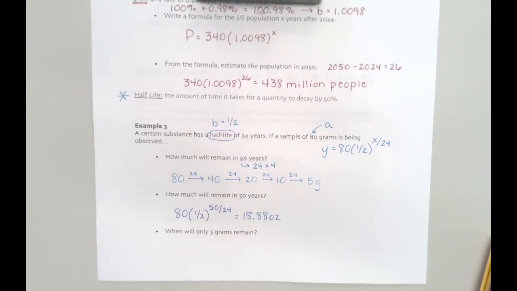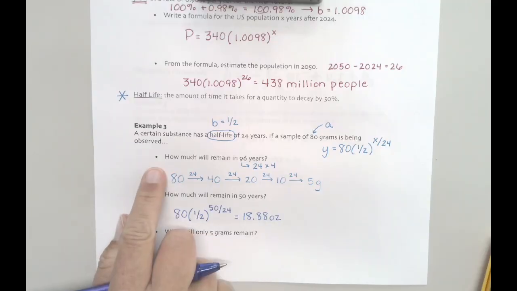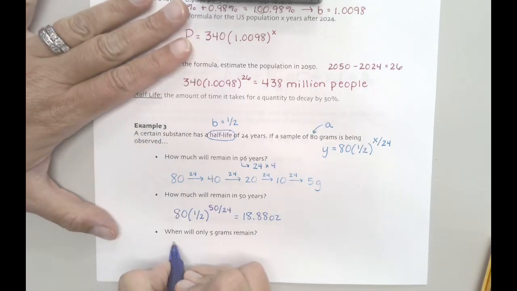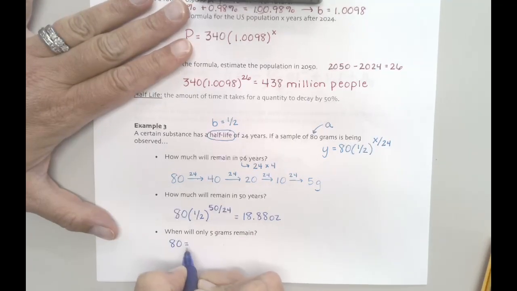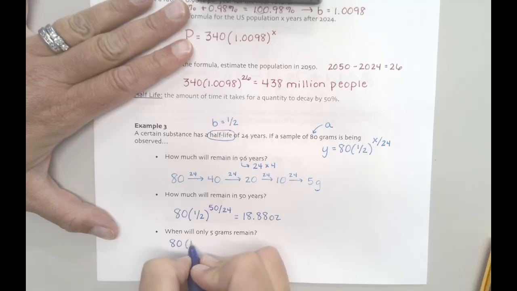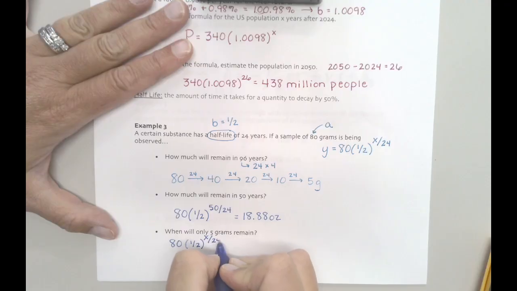Okay, this next question is easy and hard all at the same time. It's easy because we actually answered that question up here, right? When will I have 5 grams? Well, that was our answer for 96 years. So we already know what our answer should be, right? It should be 96. But what this is actually asking me for is when will this, get the rest of my equation here, times 1/2 to the power of x over 24, when will this equal 5?